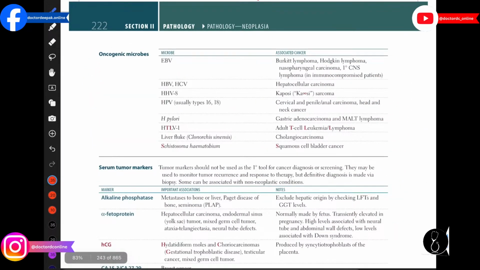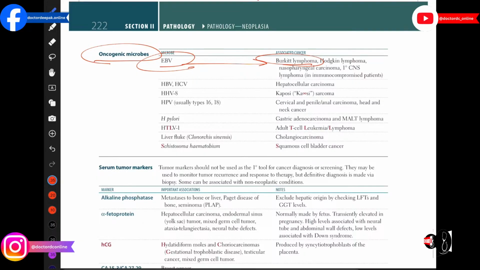Now we're going to study oncogenic microbes. It's not only carcinogens and genes that are involved in cancer, but some microorganisms are also highly involved in cancers. And the most common is EBV, a very frequent question. EBV is causing Burkitt lymphoma. If you remember, in the last lectures we covered Burkitt lymphoma. It is caused by MYC, a translocation between chromosomes 8 and 14.